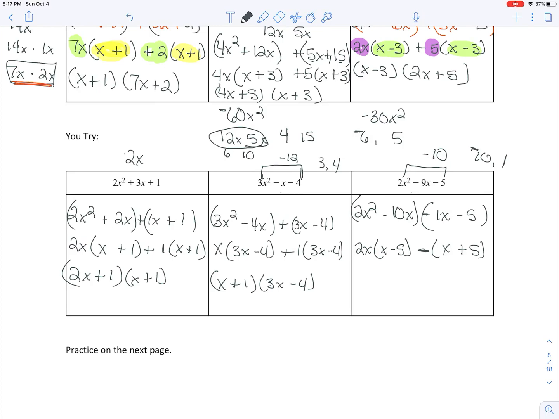And that isn't right. That is negative 10. Oh, that should be positive 1. They both were not negative. That's positive 1, so that's positive here. So 2x plus 1, x minus 5, because that should have stayed a negative.